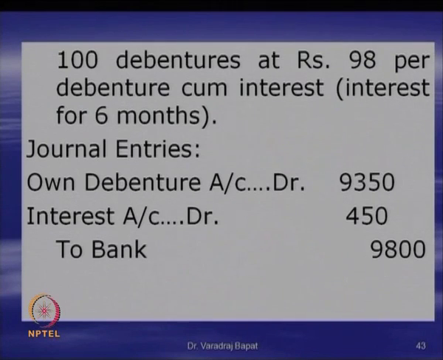So when I buy the debenture at 98 rupees, actually I am paying out of that 98, 450 rupees by way of interest. That is why own debenture account is debited with the balance, that is 9350. Interest account is debited with 450 to bank 9800. I'll just repeat what has happened. When we buy from the market the debentures at 98 rupees, we pay the party 98. But out of this 98, 450 was by way of interest and the remaining 9350 was for purchasing our debenture. That is why the entry is like this: own debenture debit 9350, interest account debit 450 to bank 9800. I hope I am clear.